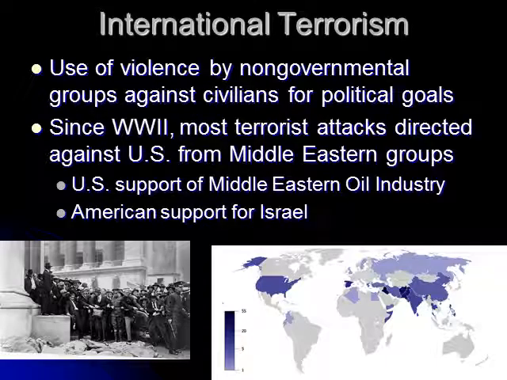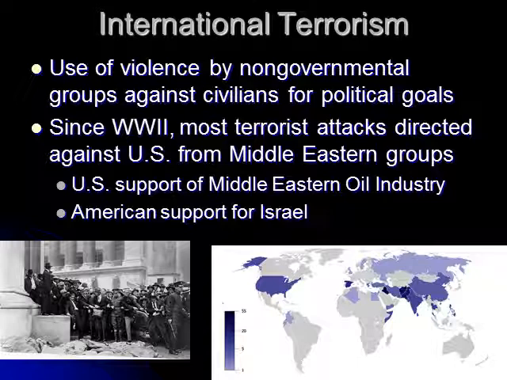International terrorism is the use of violence by non-governmental groups against civilians for political goals. And since World War II, most terrorist attacks have been directed against the U.S. from Middle Eastern groups. Why? Because of United States support of the Middle Eastern oil industry, and also because of American support for Israel.